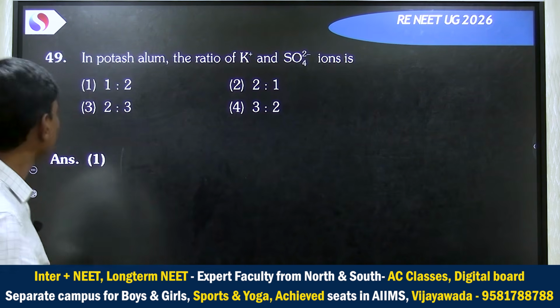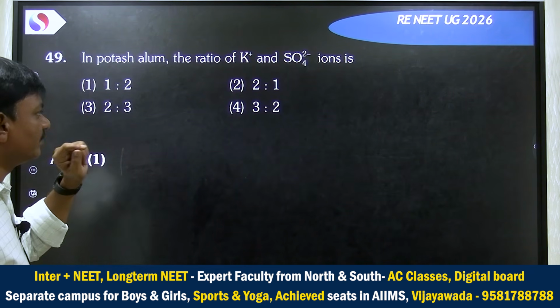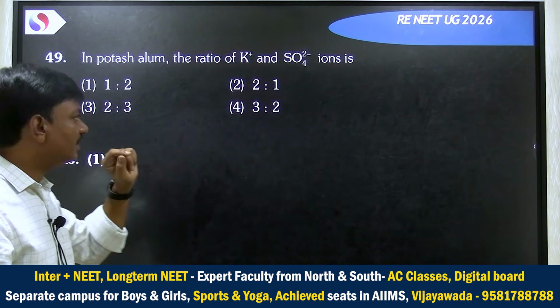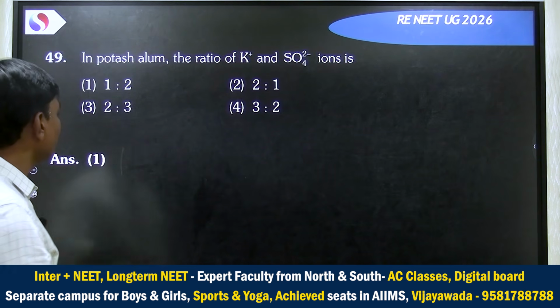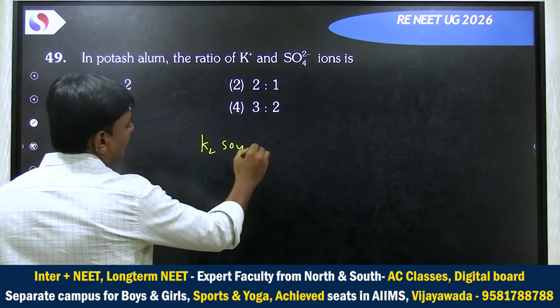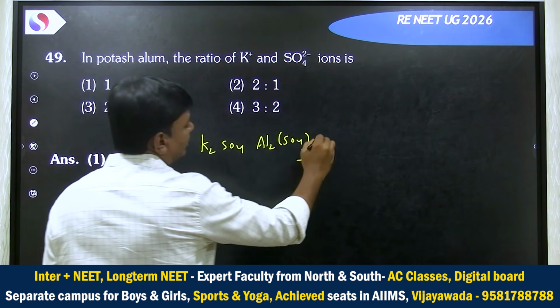49th question. In potash alum, the ratio of potassium K+ and SO4 2- ions is. It is a completely formula based question. So what is the formula of potash alum? Potash alum formula will be K2SO4 and Al2(SO4)3 24H2O.